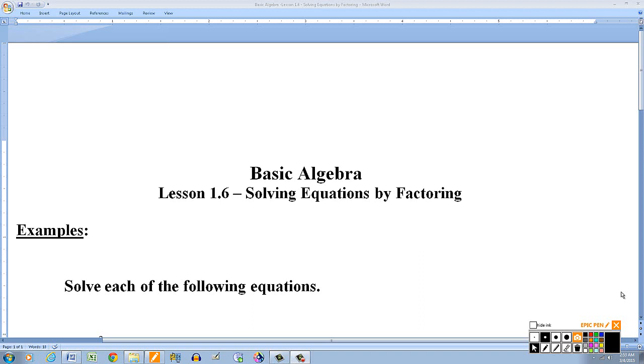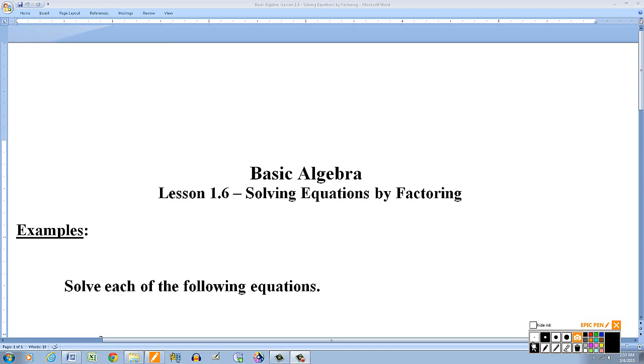Now, one of the things we're going to be using is a property of zero, sometimes called the zero product property. We know that if we multiply any number by zero, we get zero. So if I multiply several numbers together and I tell you that the answer is zero, then you know that at least one of those numbers has to be zero. That's the only way you can get zero. Or it's possible that more than one is zero.